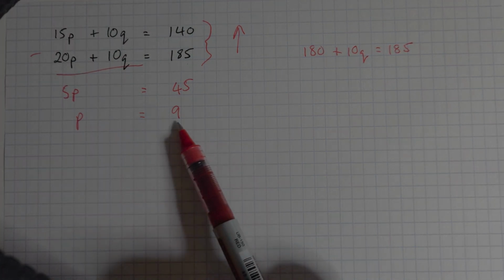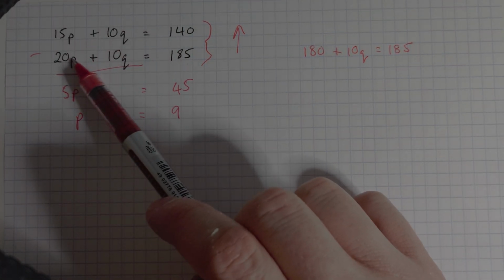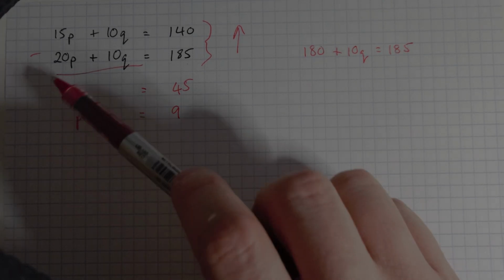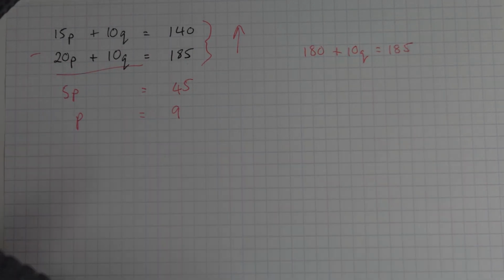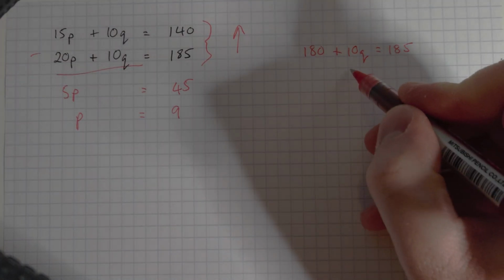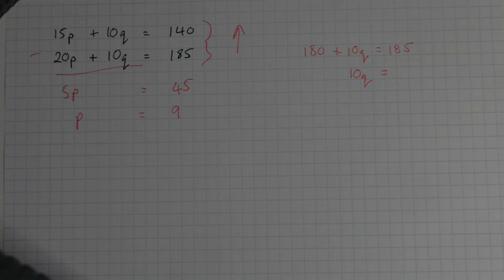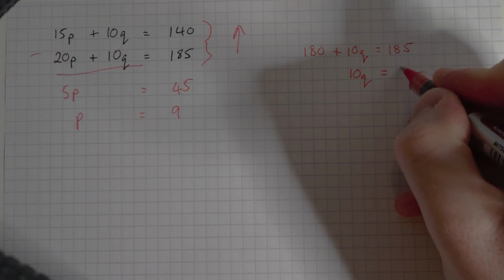So all I've done is put that 9 in there for the p. That gives me 180 plus 10q equals 185, that's what I've written there. I will take 180 from both sides. On the left, that leaves me just with the 10q, because 180 is gone. 185 take away 180 is just 5.